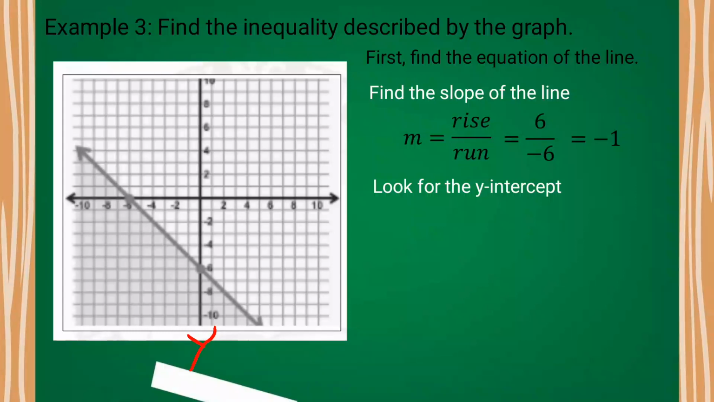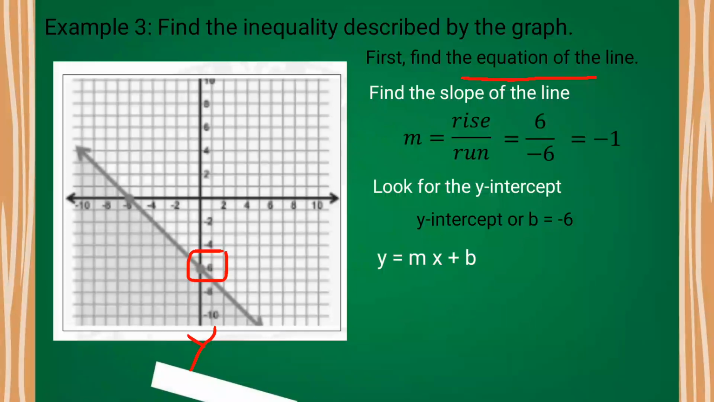Tingnan lang po yung point natin. Saan ba siya nakaplat? So, this time, we have here 6. So, therefore, our y-axis or our b is equal to negative 6. So, this time, we have our slope. Meron na rin tayong y-intercept. So, pwede na nating hanapin yung equation of the line natin.